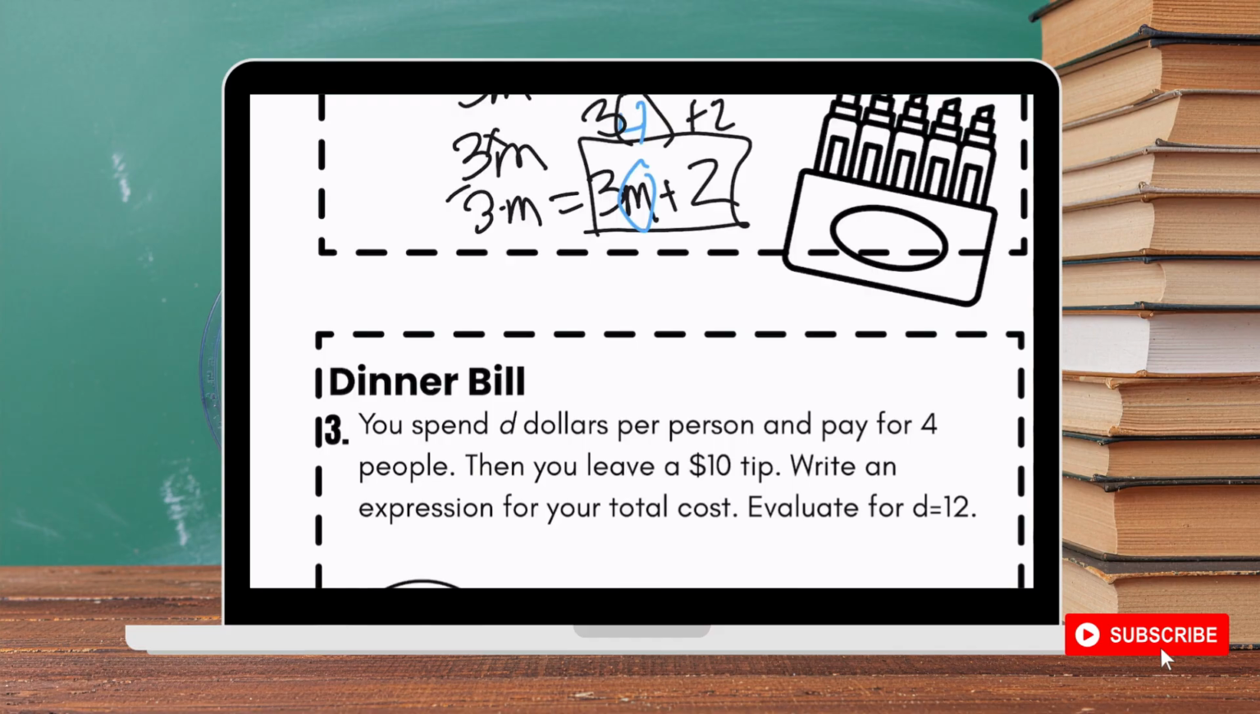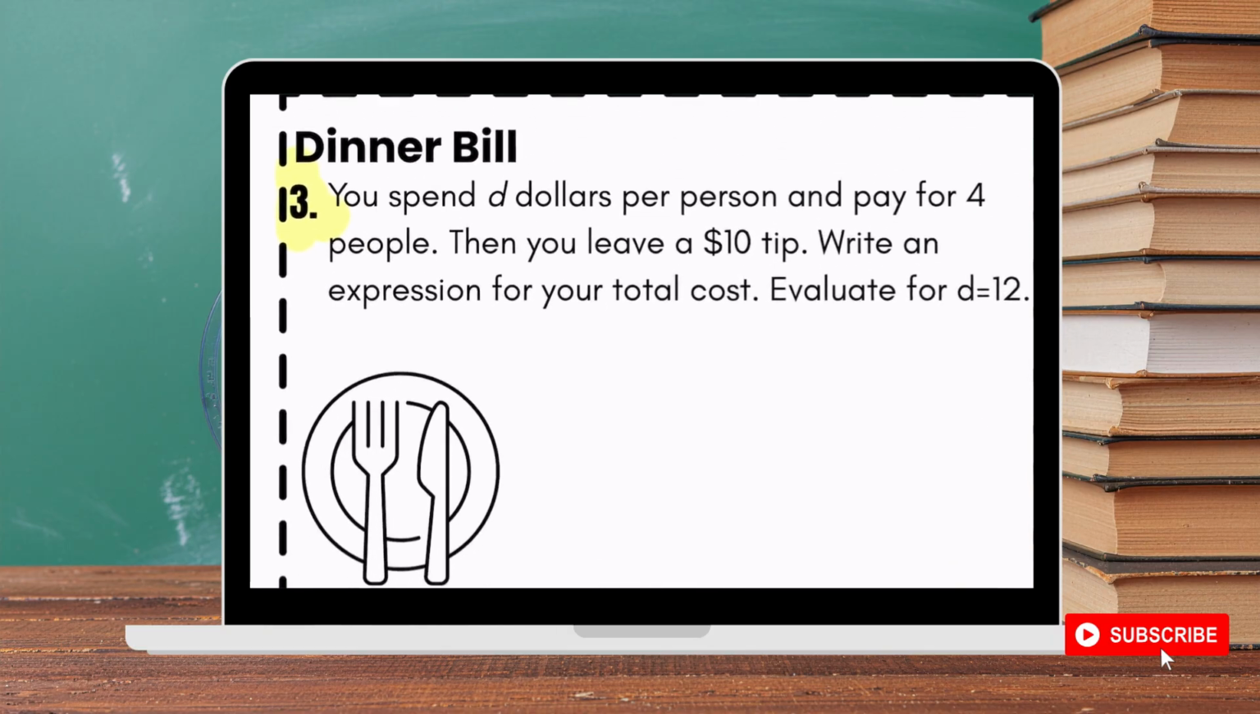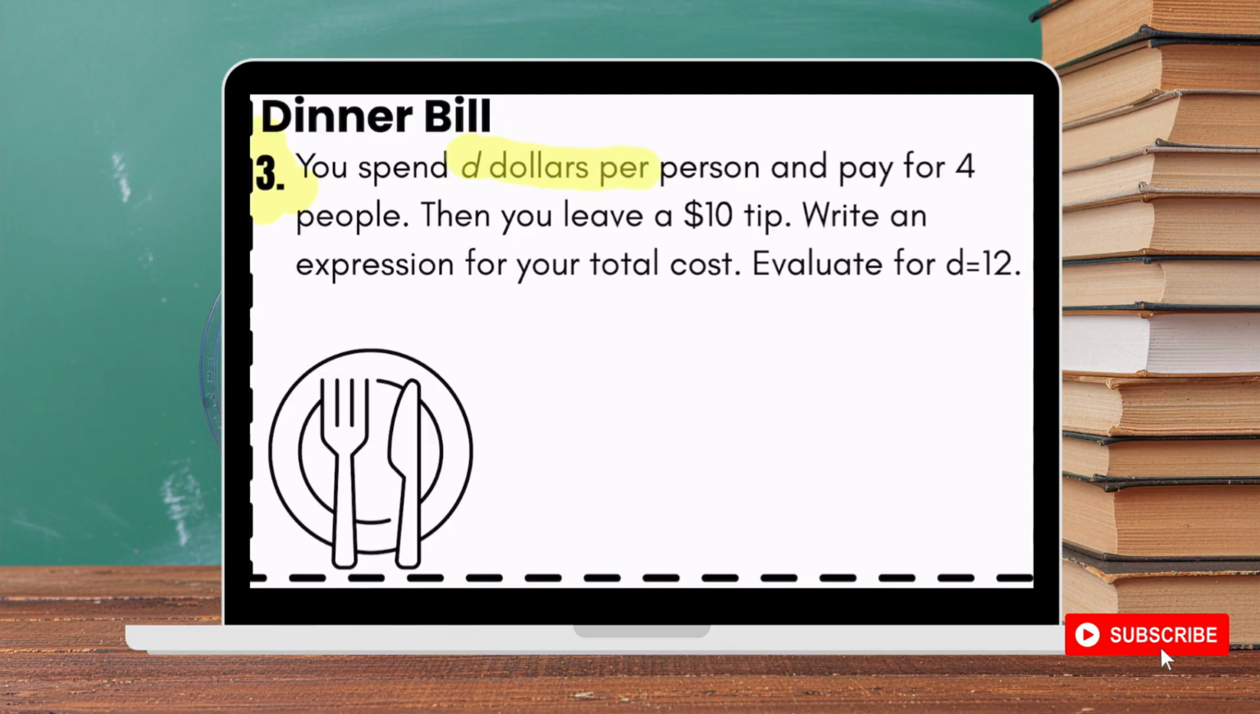All right, let's try number 3 here, the dinner bill. You spend D dollars per person and pay for 4 people. Then you leave a $10 tip. Write an expression for your total cost. So this time, the problem is not going to give you the expression. We're going to have to write it ourselves, and then we'll evaluate if D is 12. So let's write the expression first.